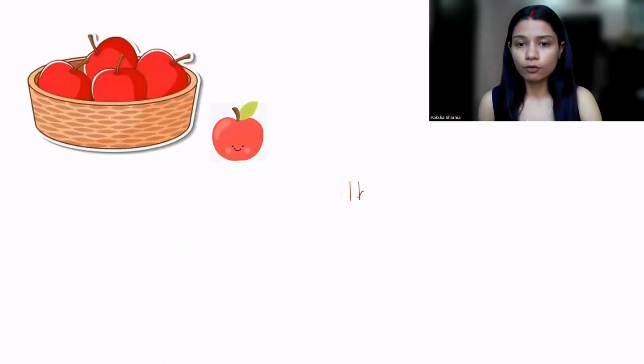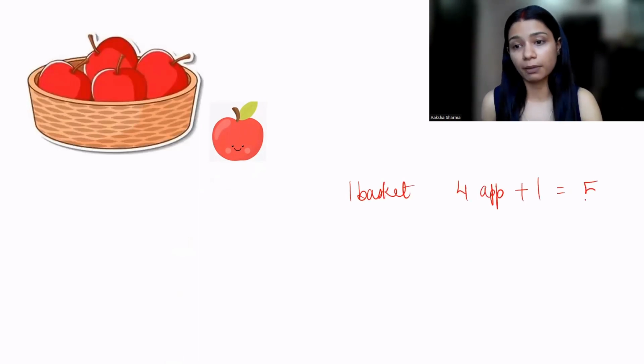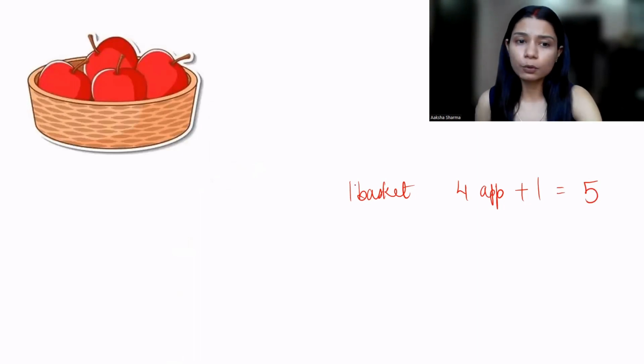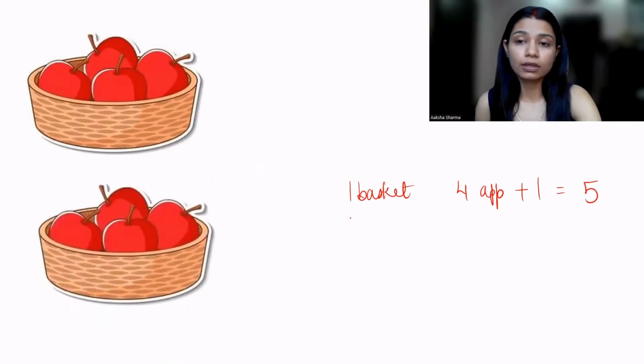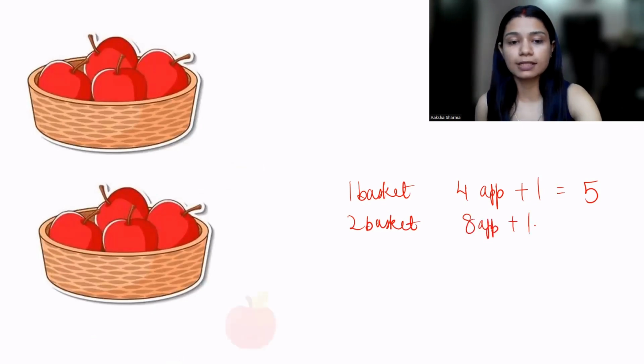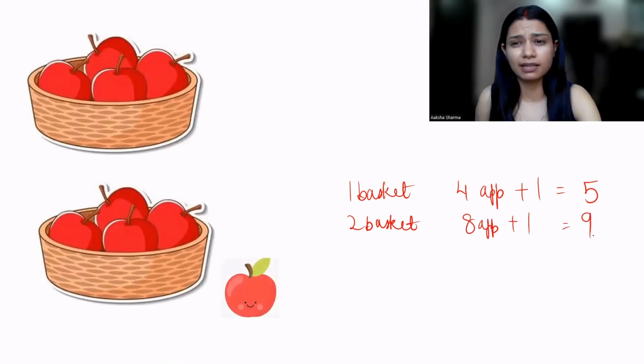In first case, when Alice is putting those apples into groups of 4 and one apple is left out, that means one basket having 4 apples, but there is one extra left out, that means it might be 5 apples. When she's putting those apples into groups of 4 and she is making 2 baskets, then 4 plus 4, we have 8 apples, and one apple is again left out. That means it can be 9 apples. We are not sure. We are just guessing.